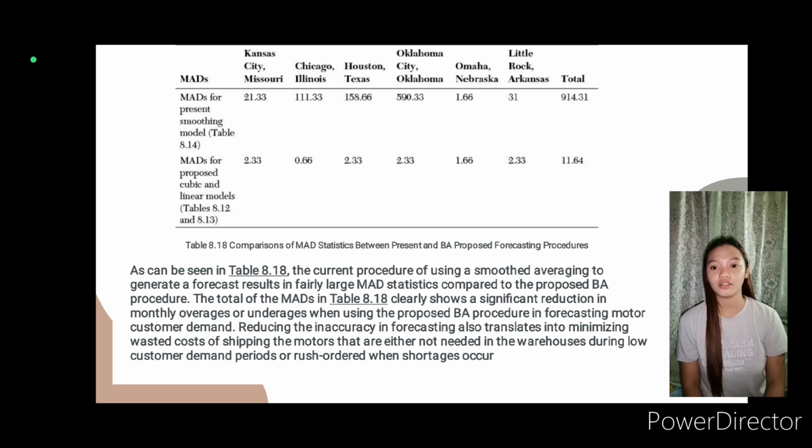Improving the accuracy in forecasting also translates into minimizing wasted cost of shipping the motors that are either not needed in the warehouse during the low customer demand period, or rush orders when shortages occur. So this result revealed that the implementation of the proposed BA procedure for the supply chain shipping schedule problem could help improve business performance for the manufacturer over what was previously used to forecast the last 3 months.